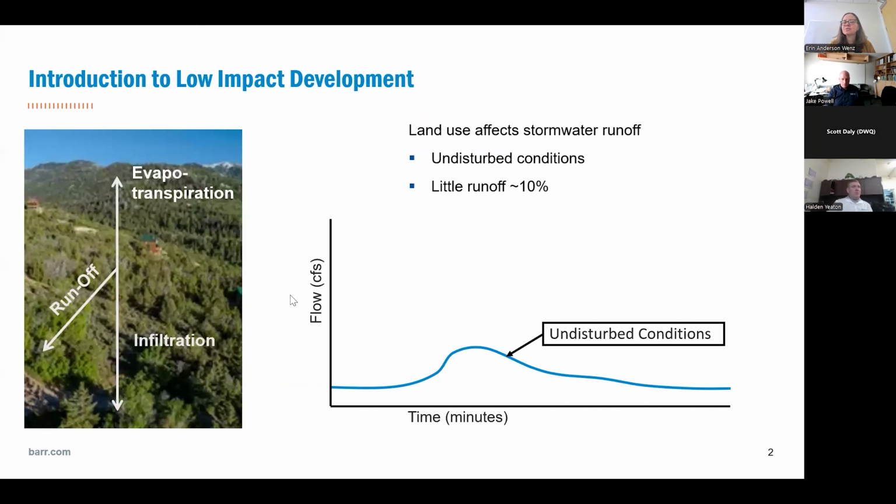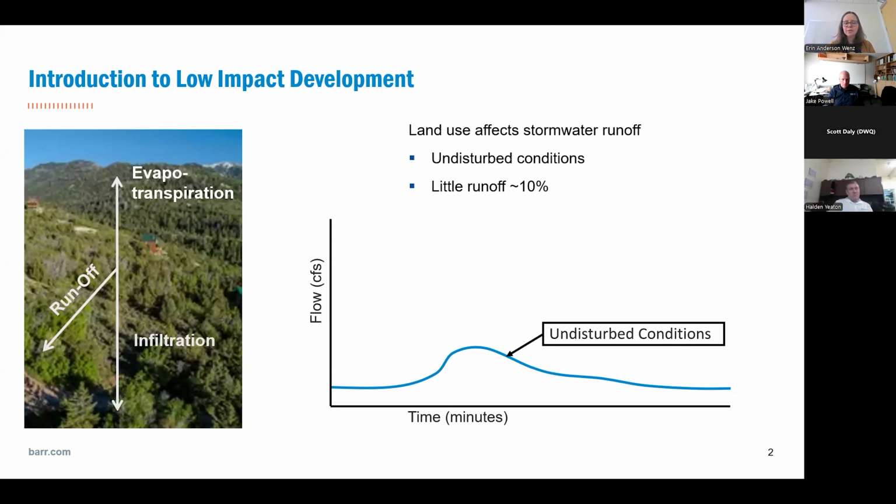Okay, so first off, just a general definition about what low impact development is. As you've heard from our other two presenters, the way that we develop on the land can affect stormwater runoff. And so what you're seeing here is a flow versus time chart called a hydrograph.